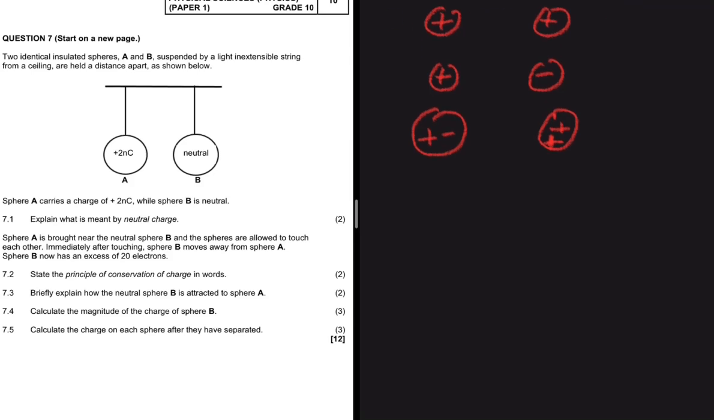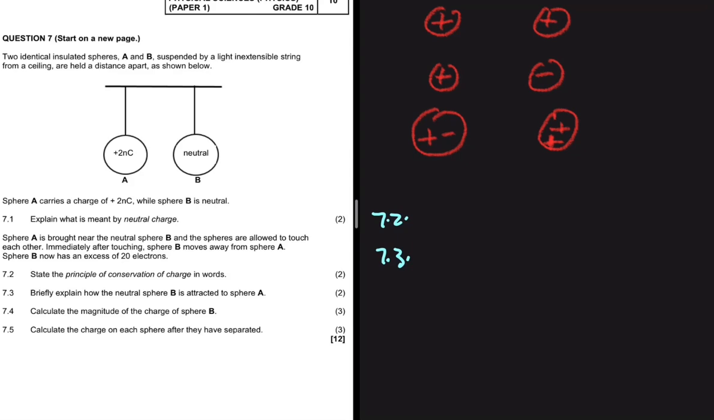So in 7.2, the question is saying, let's state the conservation of charge in words. It says that the net charge of an isolated system remains constant during any physical process. That is 7.2. The interesting question, 7.3.